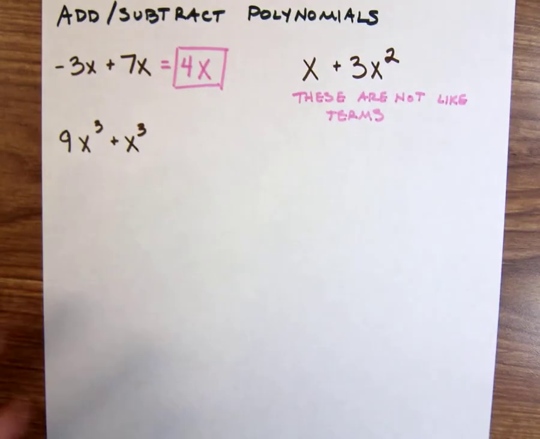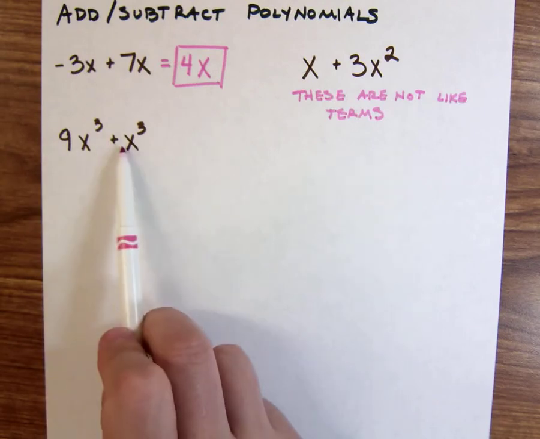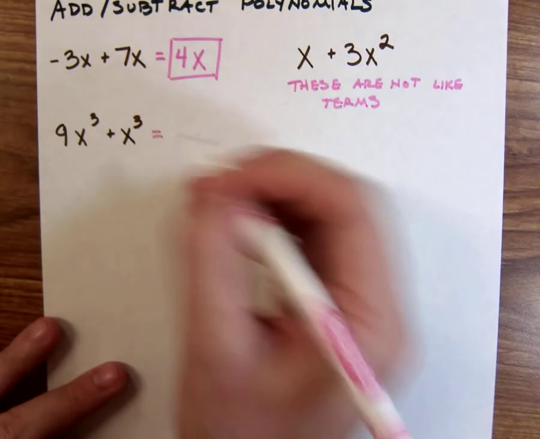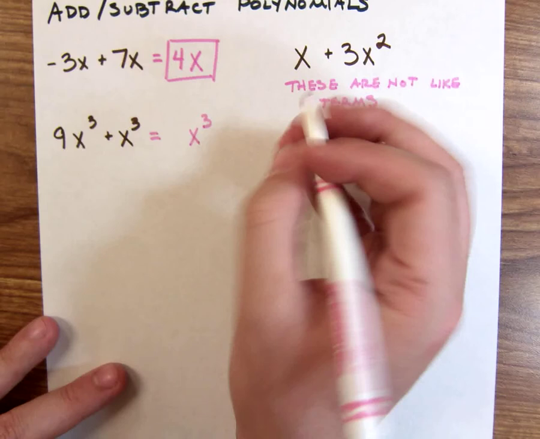Okay. 9x cubed plus x cubed. Those are the same variable. They're both x. And they are the same degree. They're both third degree. Good. So yes, I can combine them. I combine them by combining the numerical coefficients, which are 9 and 1. So my answer is going to be 10x cubed. Good.